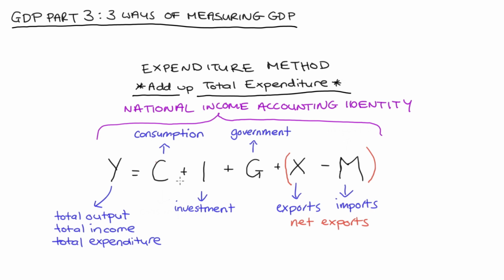Now, the expenditure approach is probably the most complicated out of the three ways of measuring GDP, just because there are so many categories here. In the next video, so in part 4, I'm going to go through the income approach.